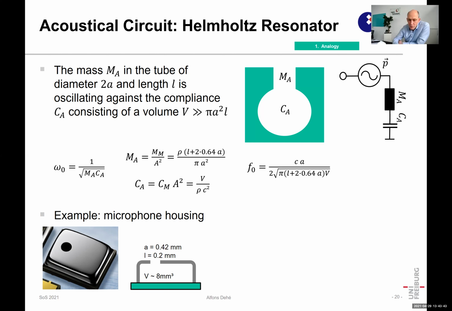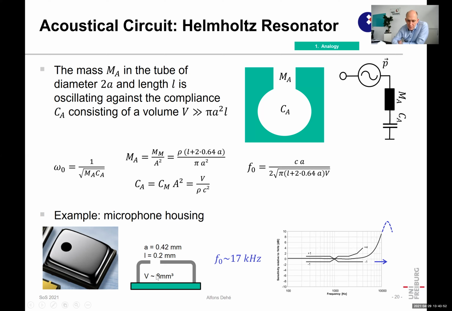If you have such a hole together with this volume, you can expect a special resonance. I checked by using this formulation in this formula, and you see from the 0.2 millimeters and the 0.42 radius, the flange correction has a stronger impact on the mass than the tube itself, because it is a wide and short tube. So from the calculation, we get a 70 kilohertz resonance frequency.